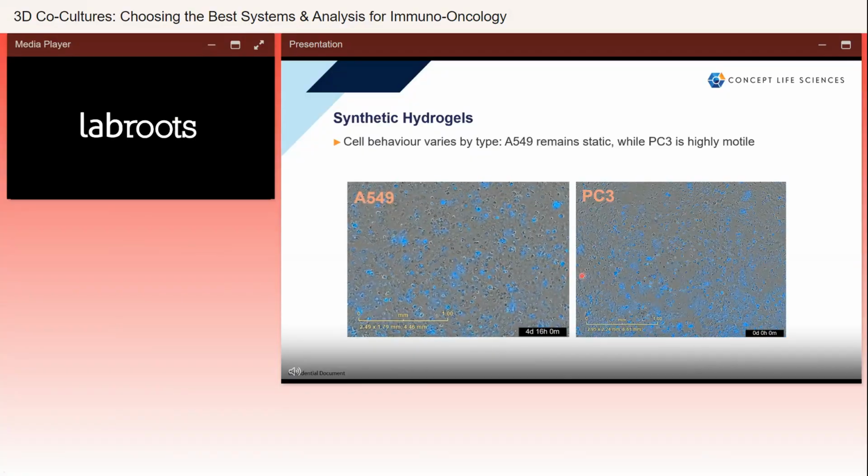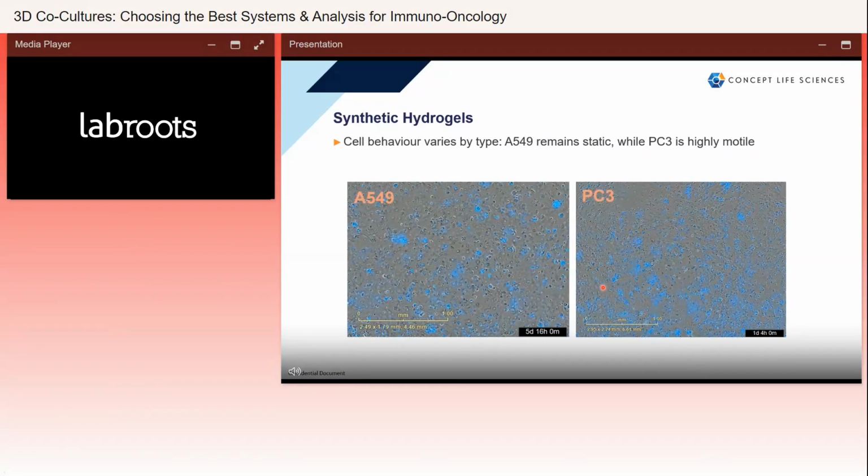PC3s, on the other hand, seem to behave differently, and large portions of them seem to want to migrate throughout the Matrigel. So you can see these big clusters starting to form, and you can see them migrating over a period of time. And it is quite rapidly moving around. I'm not sure why, but it's again just something we have observed. It might influence what cell types you choose for your experiments.